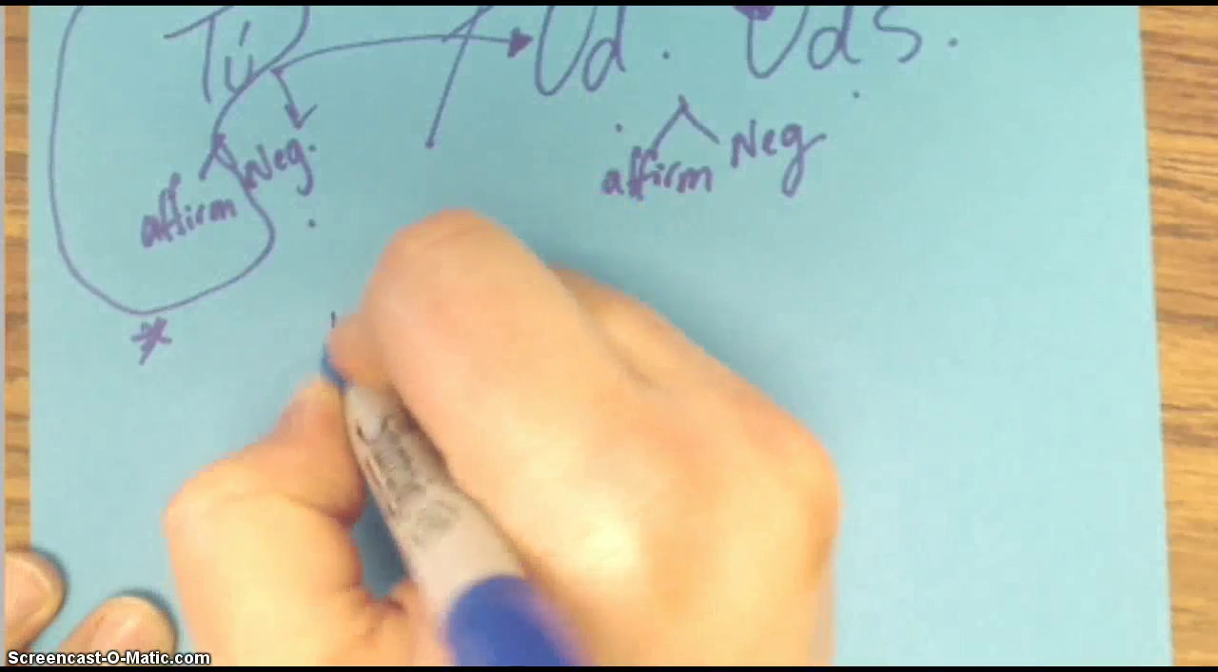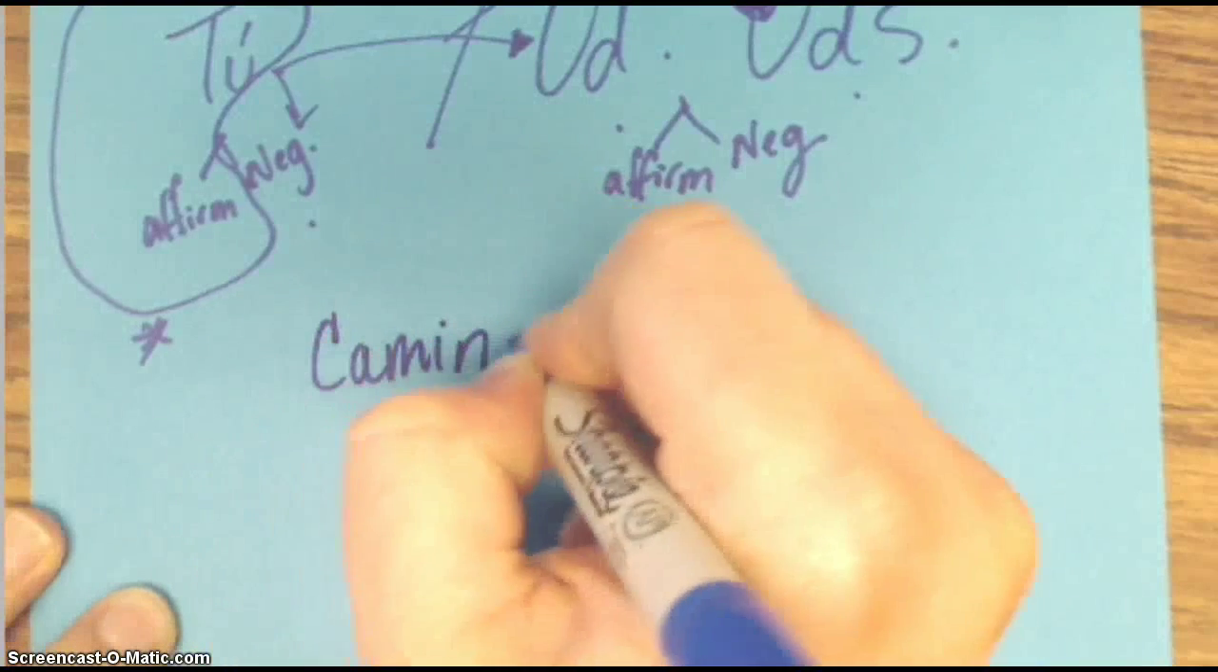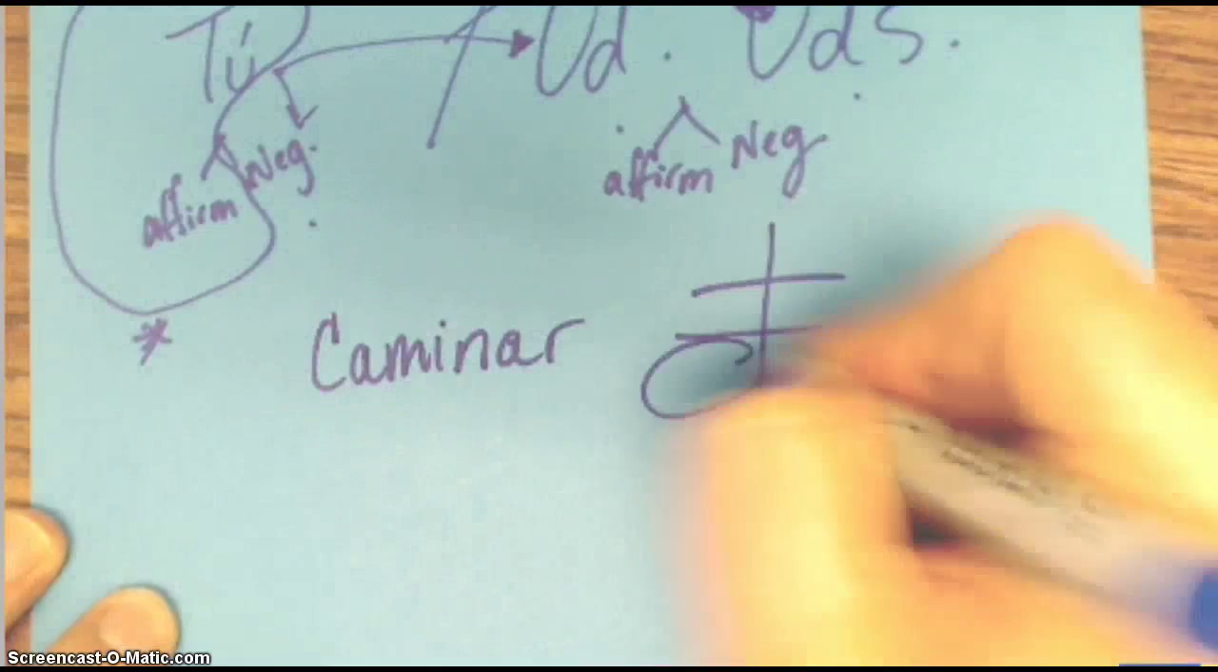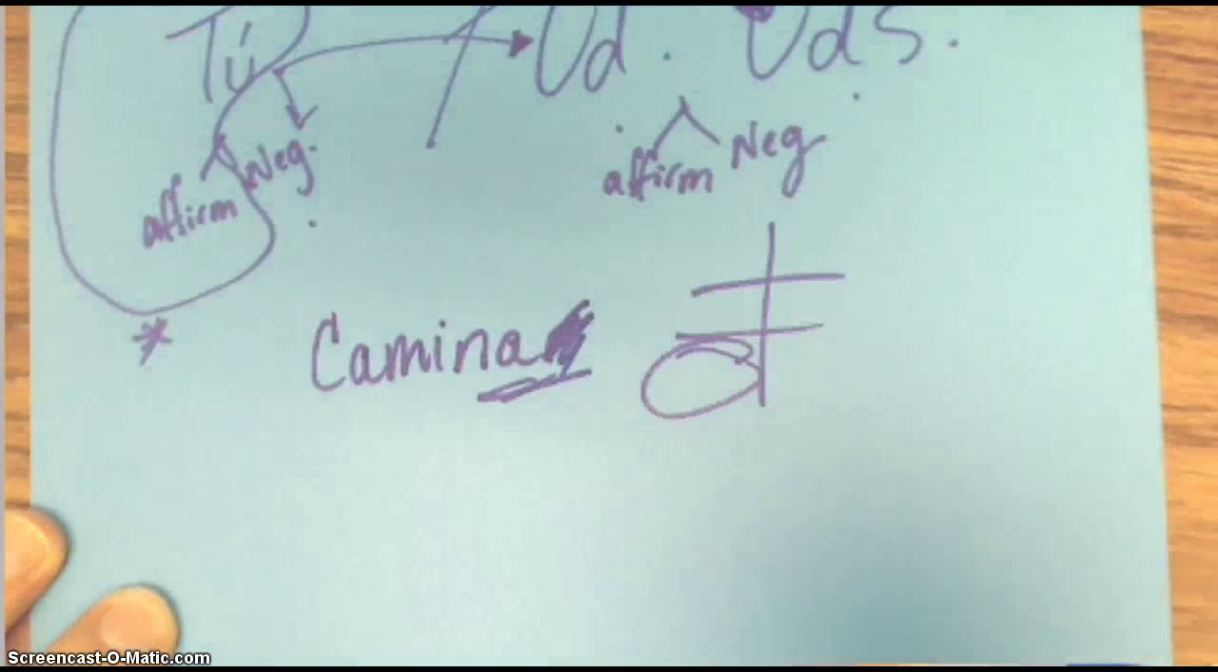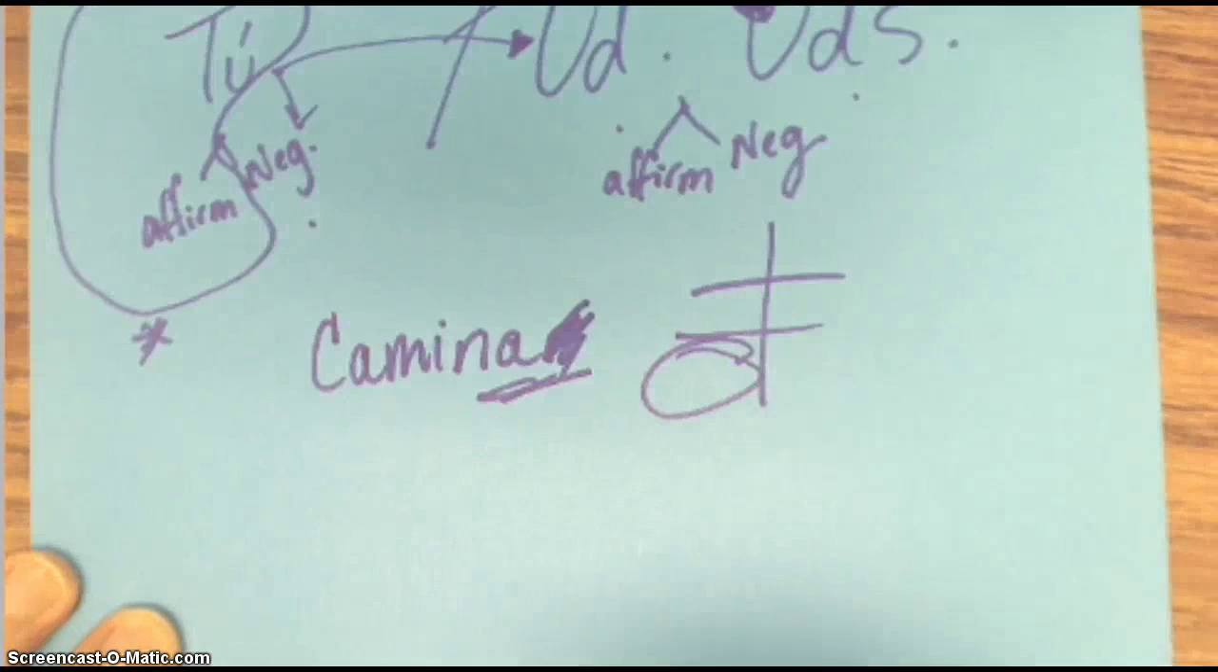So you've got caminar. Bottom left-hand box of that would be camina. So if I wanted to tell you in the tú form to walk faster, camina más rápido. Okay, that's all I would have to do. Super easy. Now there's some irregulars, and here they are.